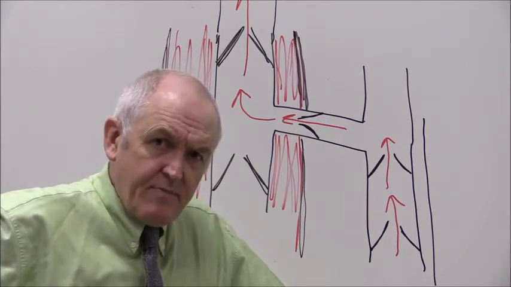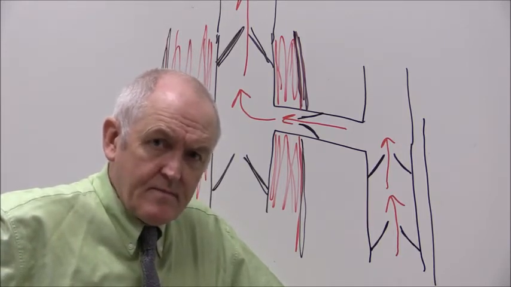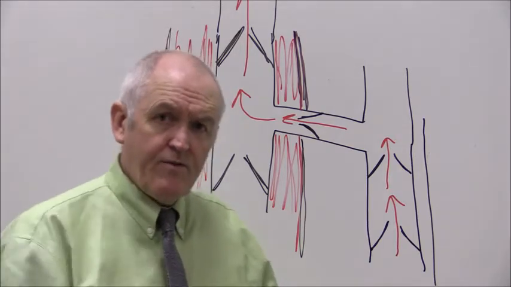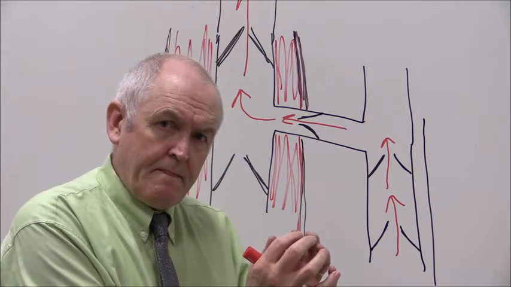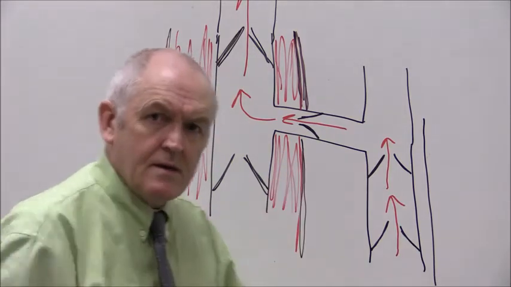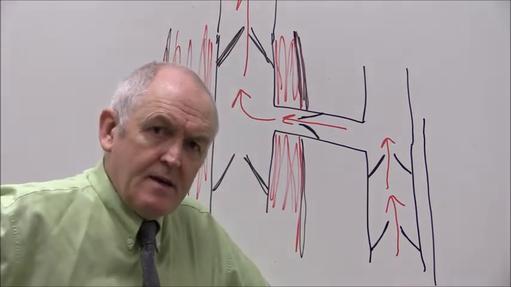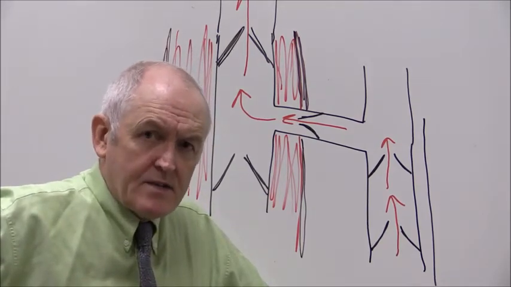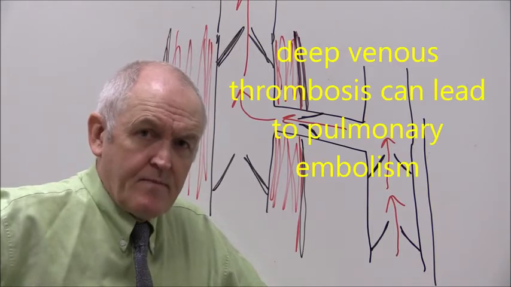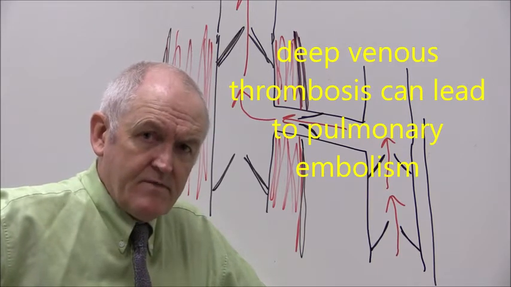What happens next depends on how big the clot is. If it's a big clot, it can block off a very early stage in the pulmonary artery. If it's a smaller clot, it will lodge further into the pulmonary arterial system. Either way, it's called a pulmonary embolism, and it will infarct part of the lung tissue.